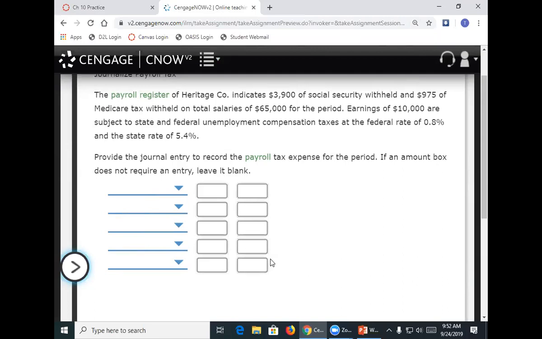Earnings of $10,000 are subject to state and federal unemployment. The federal rate is 0.8% and the state rate is 5.4%. So it wants us to do the journal entry for the payroll tax expense, okay?